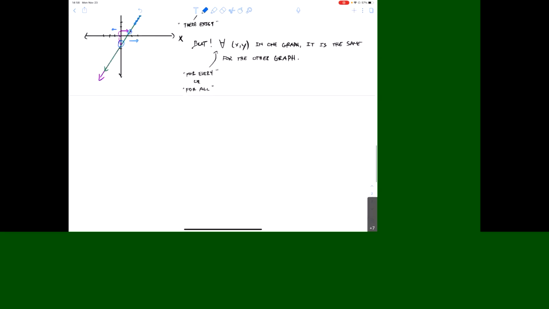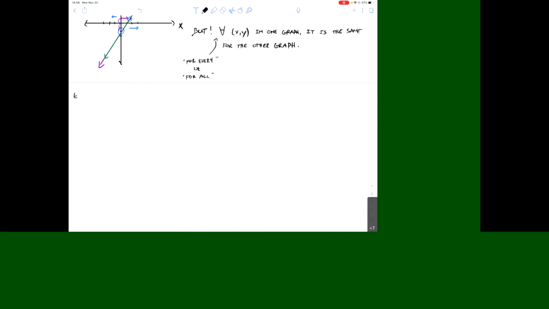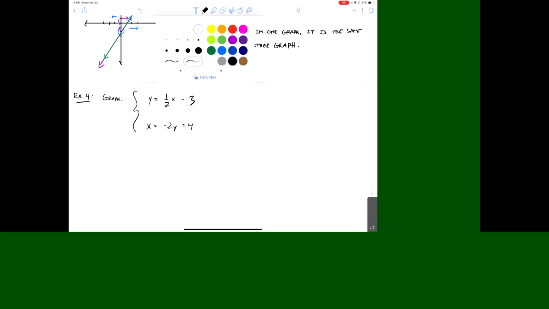Now this next example here, example 4, I'm going to show you this one instead. So this one, it's going to say graph as well. And then your two equations are y equals 1/2 x minus 3, and then x minus 2y equals 4. So again, same vernacular here, right? This one's already in slope intercept form.